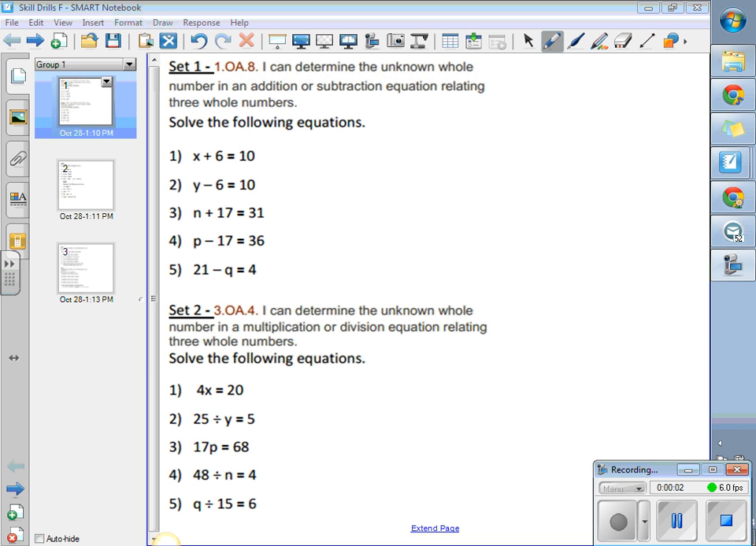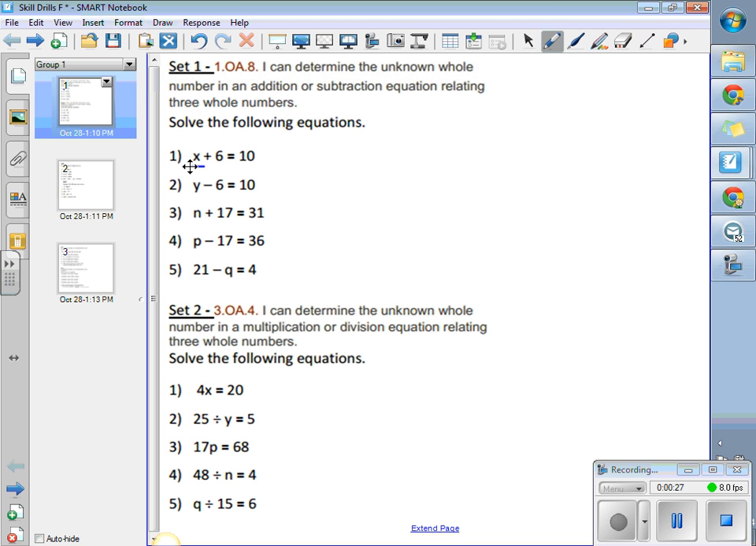For this week's skill drill lesson, we're starting with finding an unknown number in our addition and subtraction problems. For example, in number 1, we want to know what number we are going to add to 6 to get to 10. Hopefully that is not a difficult problem for you.